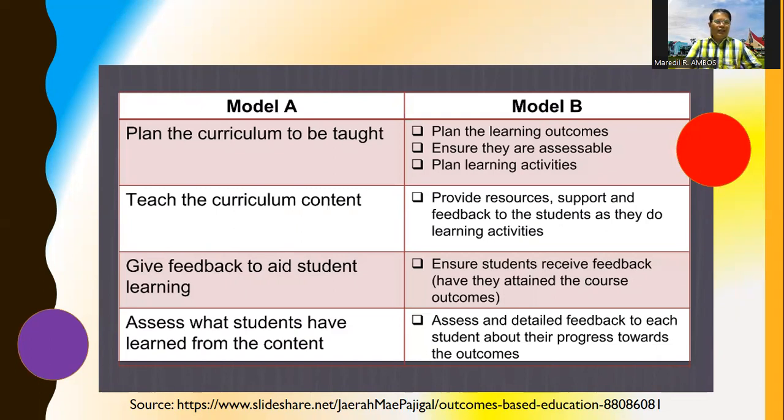In Model A, we teach the curriculum content, whereas in Model B, we provide resources, support, and feedback to the students as they do learning activities. In Model A, we give feedback to aid student learning, but in Model B, we need to ensure students receive feedback on whether they have attained the course outcomes. That's the question. Lastly, in Model A, we assess what students have learned from the content, while in Model B, we assess and give detailed feedback to each student about their progress towards the outcomes.